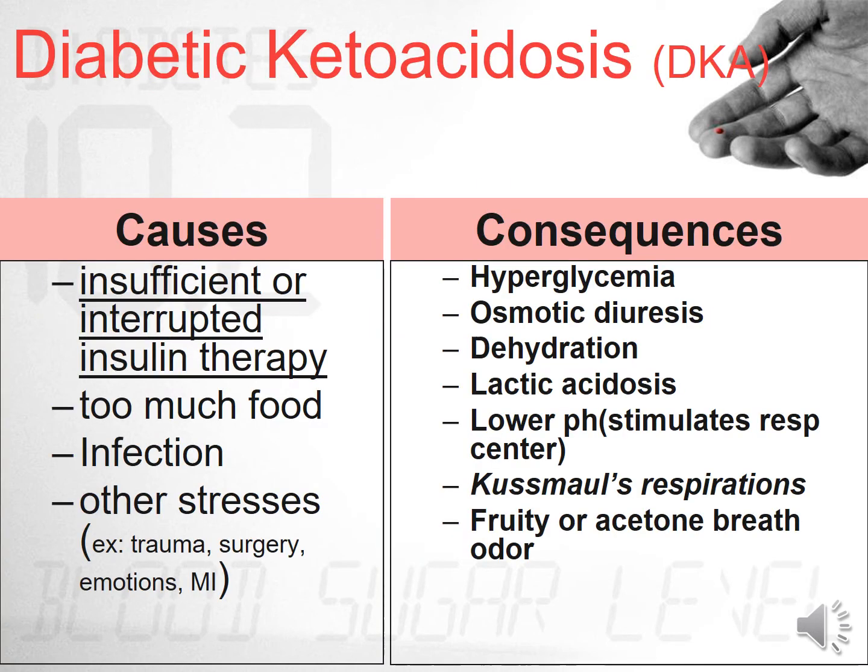So here's DKA, diabetic ketoacidosis. The causes are insufficient or interrupted insulin therapy, or too much food, infection, other stressors, trauma, surgery, emotions, MI. Consequences: hyperglycemia, osmotic diuresis, dehydration, lactic acidosis, lower pH stimulates respiration center, Kussmaul's respiration, and fruity or acetone breath.